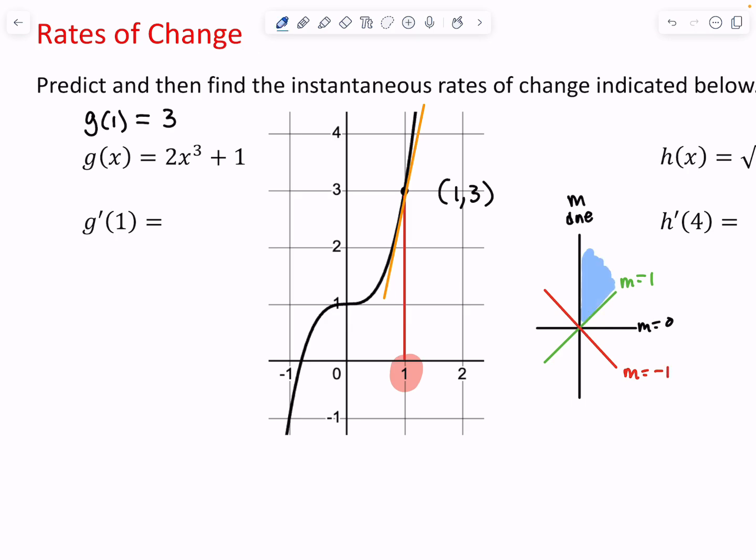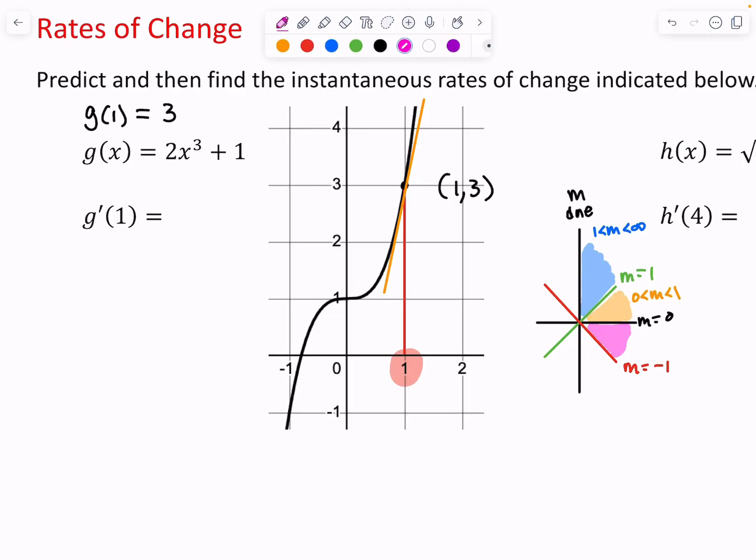Slopes of lines that in this blue area, such as this one, are between 1 and infinity. In this orange region, such as this line, those lines are between 0 and 1. In this region, such as this line, slopes are between negative 1 and 0. And then lines in the gray area, such as that one, slopes are between negative infinity and negative 1.